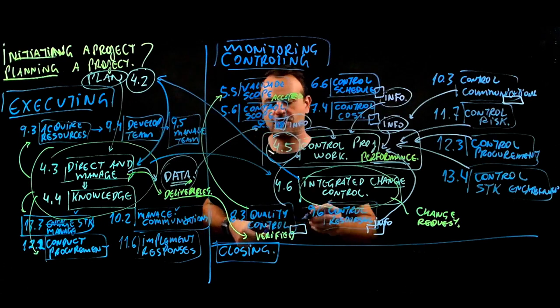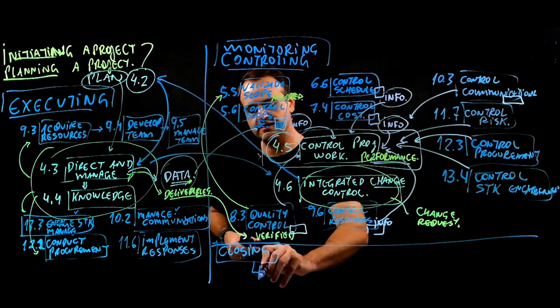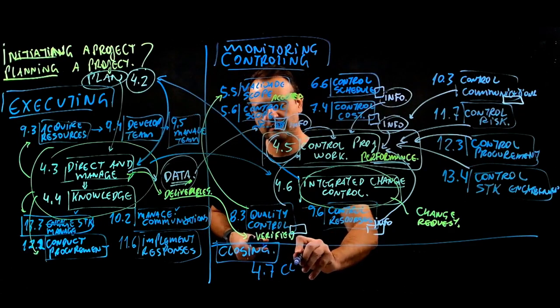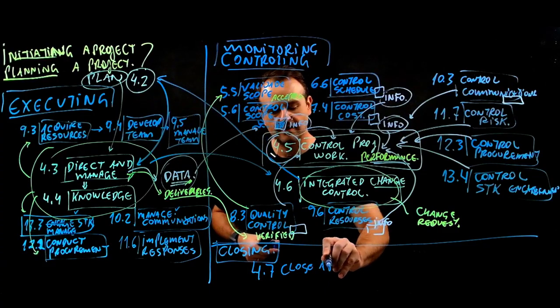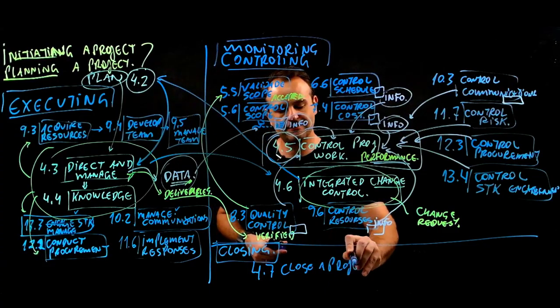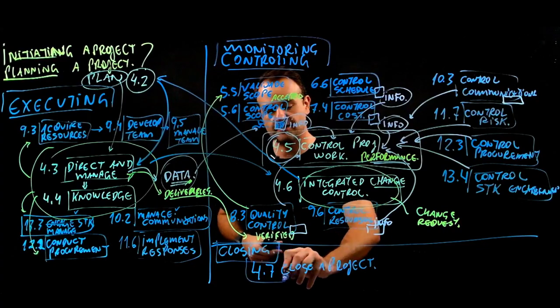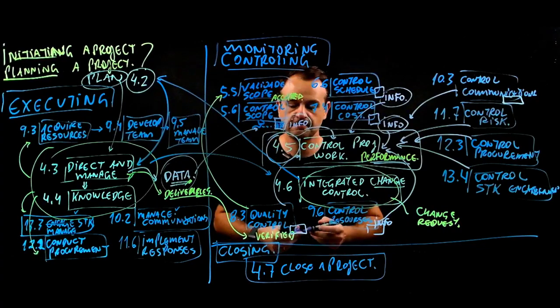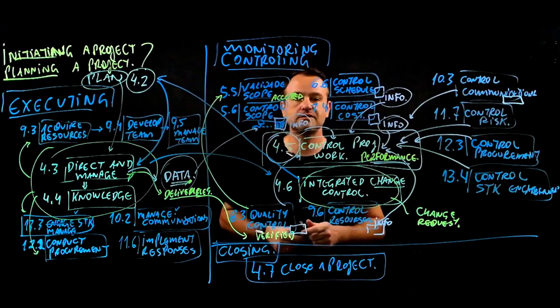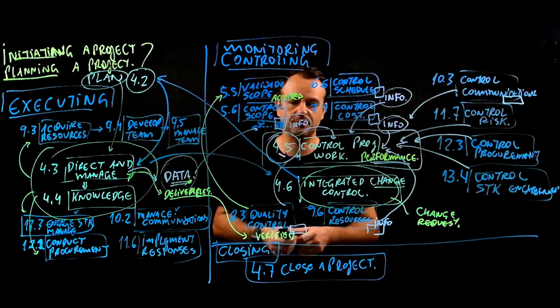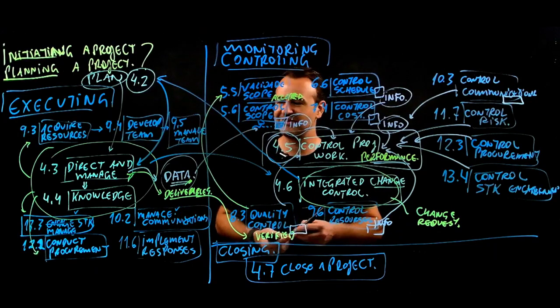So in the closing process group, we have only one process, 4.7, close a project. In previous versions of the PMBOK guide, we also had a process to close procurement, but now it's included in the close a project. And what do you do in the close a project? And when do you close a project, right?